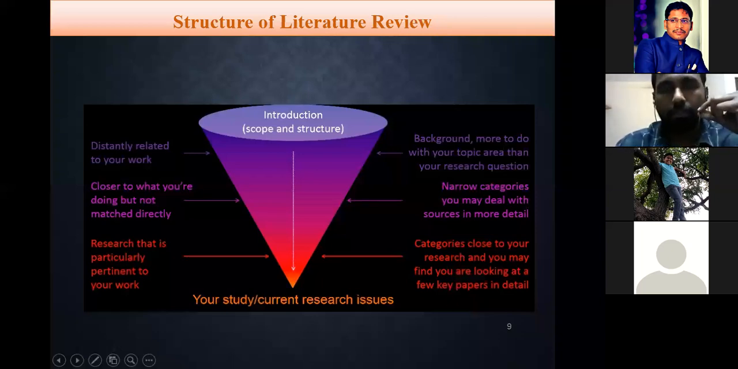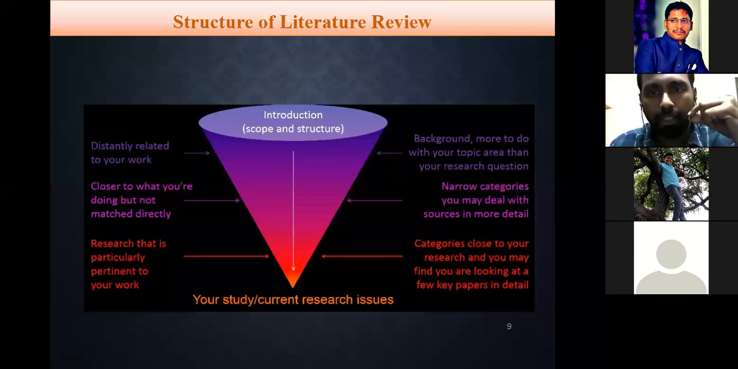So you have to group it and filter it, because we cannot focus on our research with n number of papers. We need a base paper to work out our research objective. So at least you need five papers which are very closely related to your research problem.